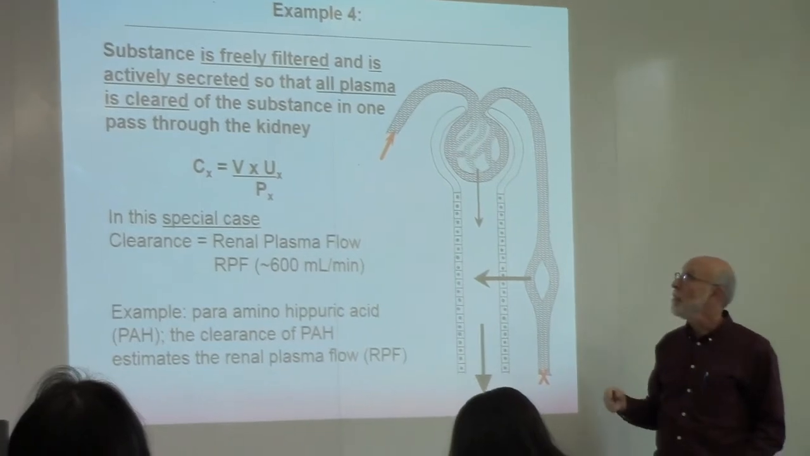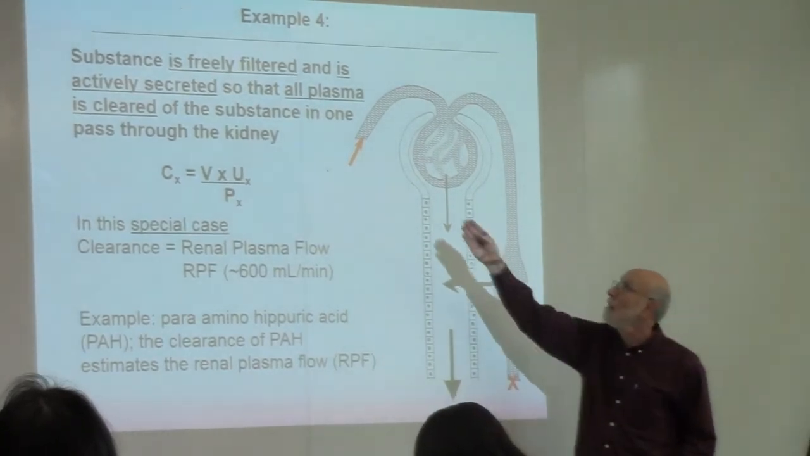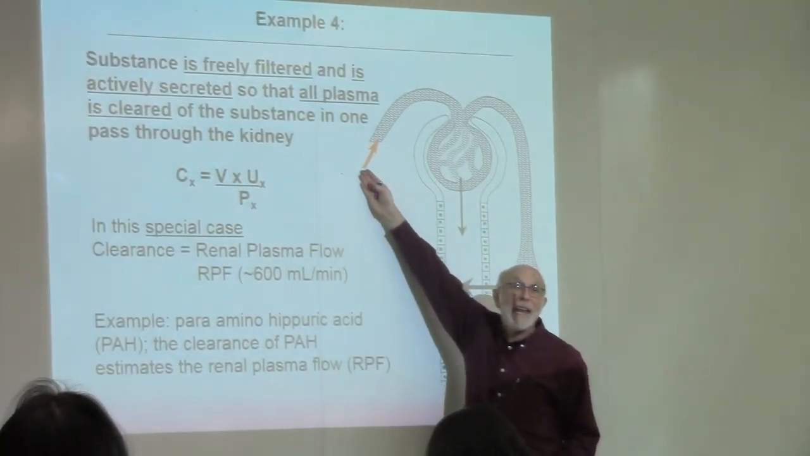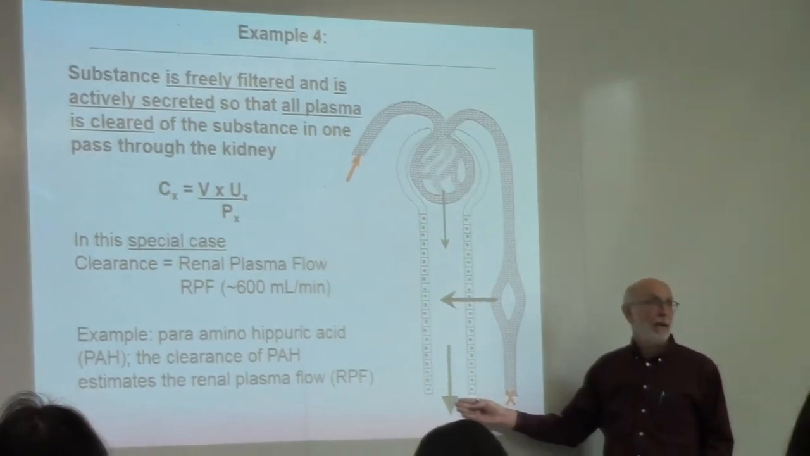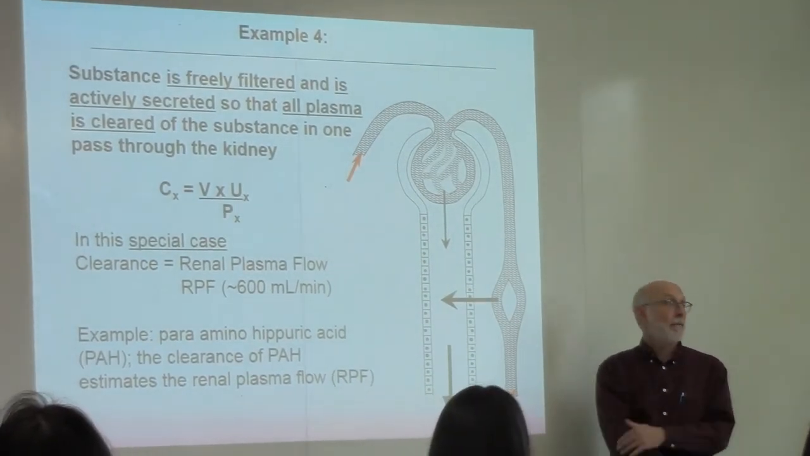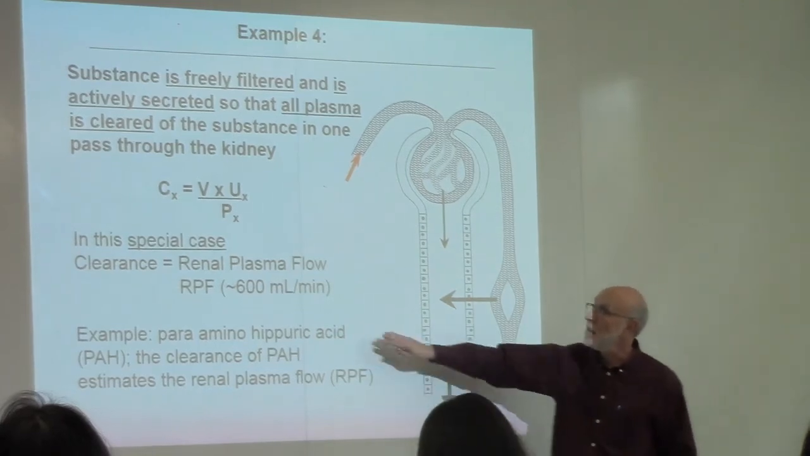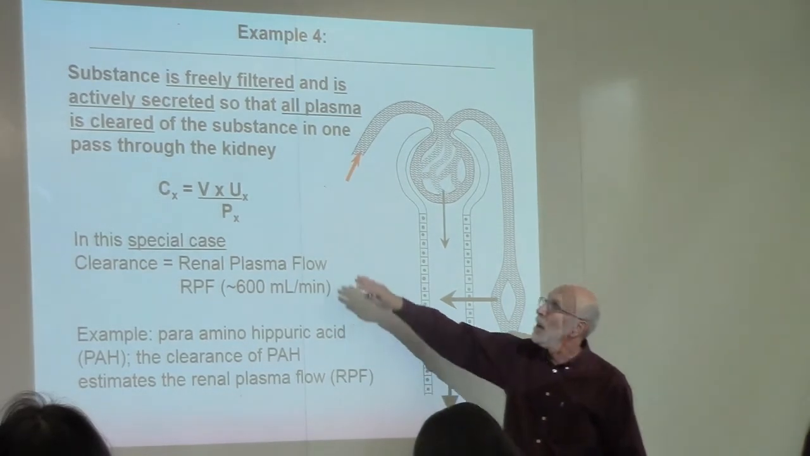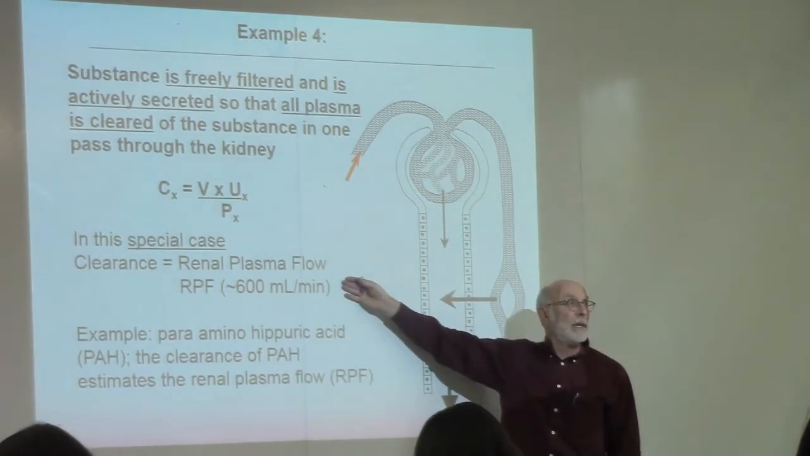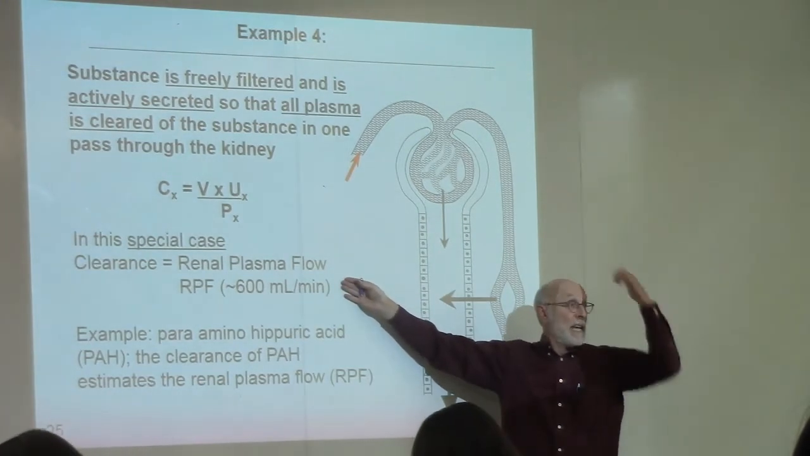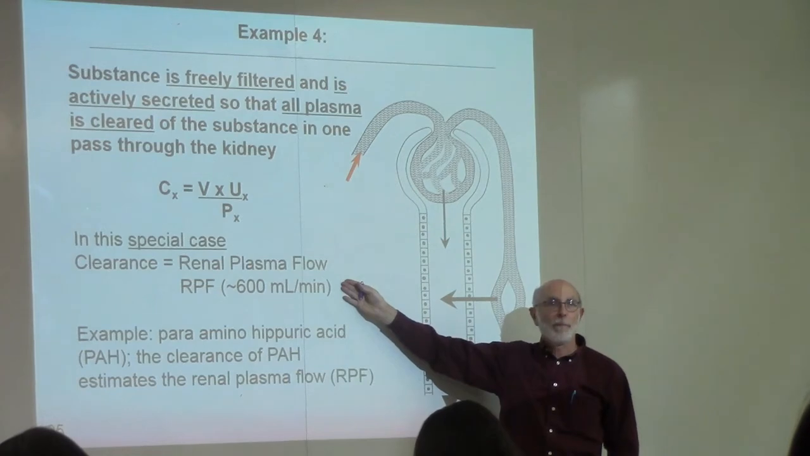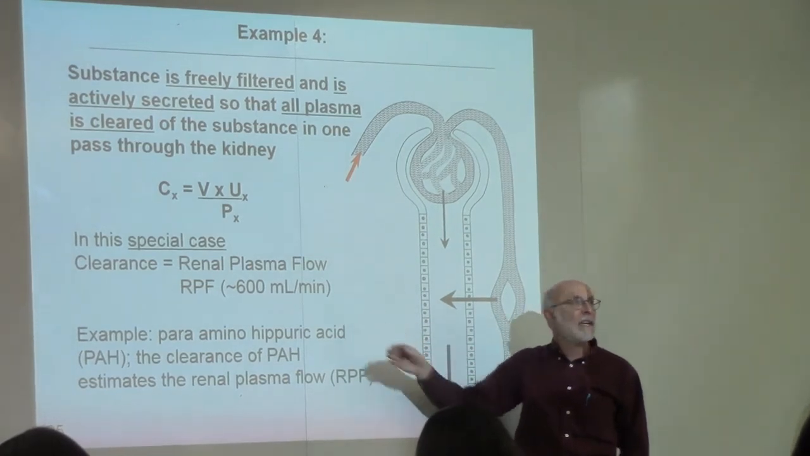So now the volume of plasma that has what is in the urine is the amount of plasma that flows into the kidney. And so the clearance of something that meets these criteria is measuring the amount of plasma that is entering the kidneys, the renal plasma flow. This is another special case.